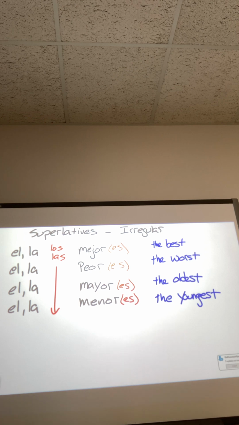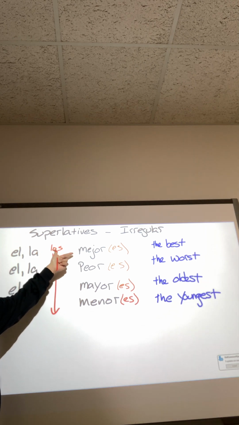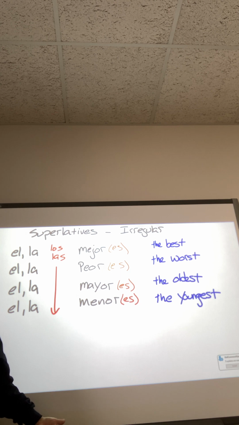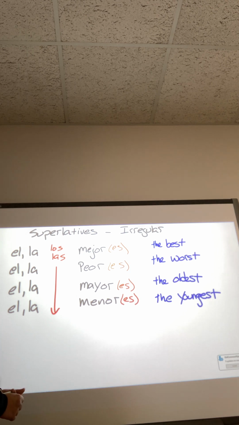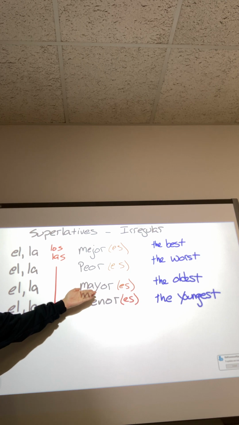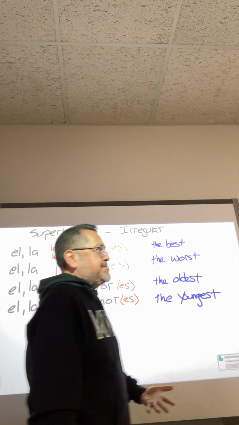Finalmente, we do have irregulars. In this case, when it's unequal, mejor means better. But when it's superlative, mejor means best. So Santos, how do I know if I'm saying the best or better? Well, context. You kind of have to read the whole sentence. Peor, the worst. Mayor, the oldest. Or menor, the youngest.